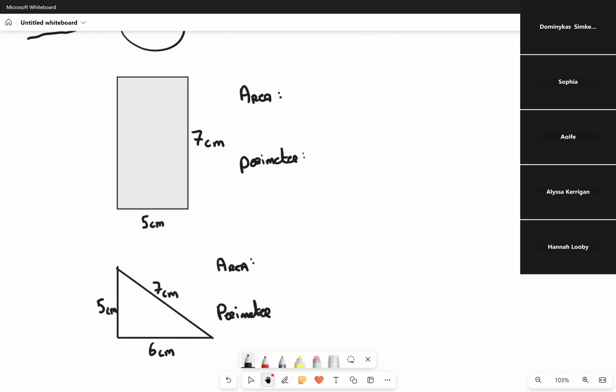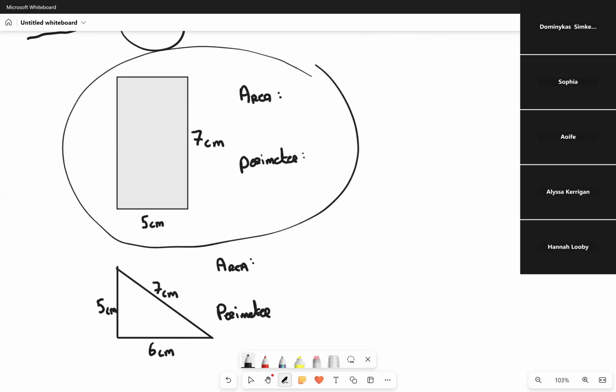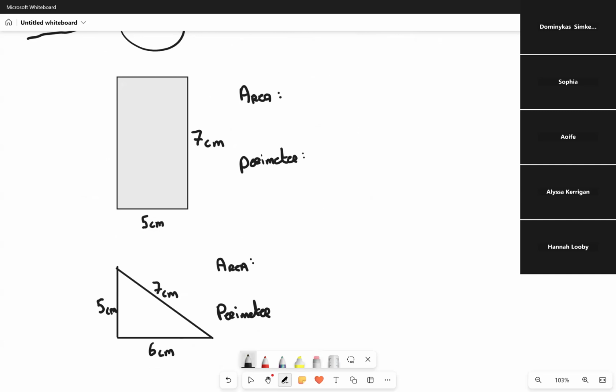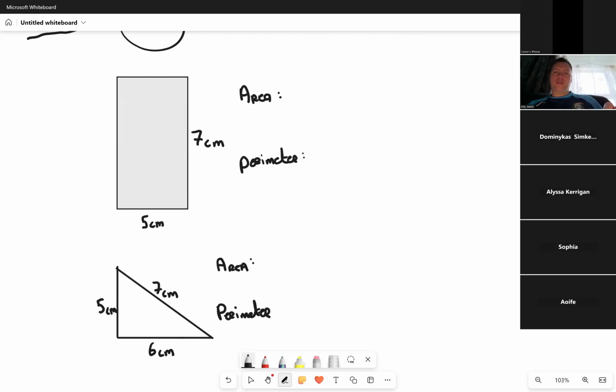Next one. Here we go. It's a rectangle. Same rules apply though. The area of a rectangle is length by width. The perimeter is we add up all the sides. So can we do that? Okay. Connor, have you done? Not yet. Okay. Let us know when you have it done.